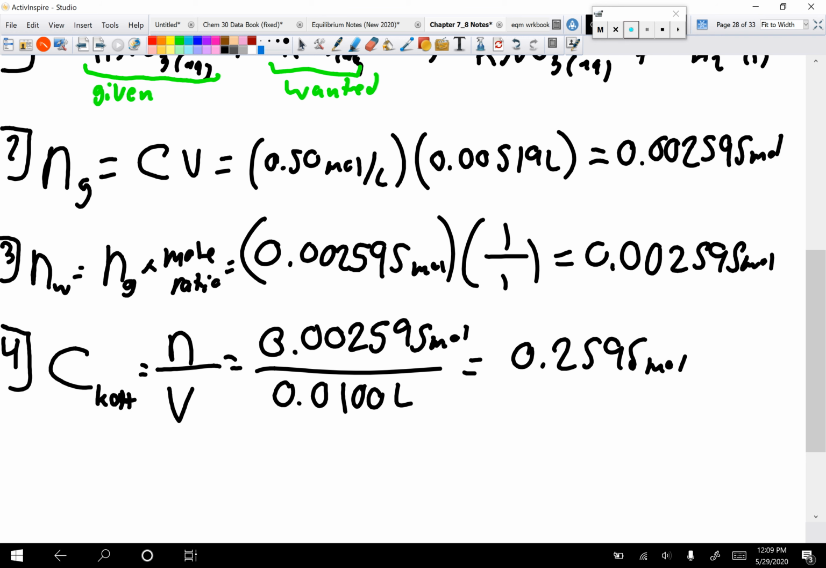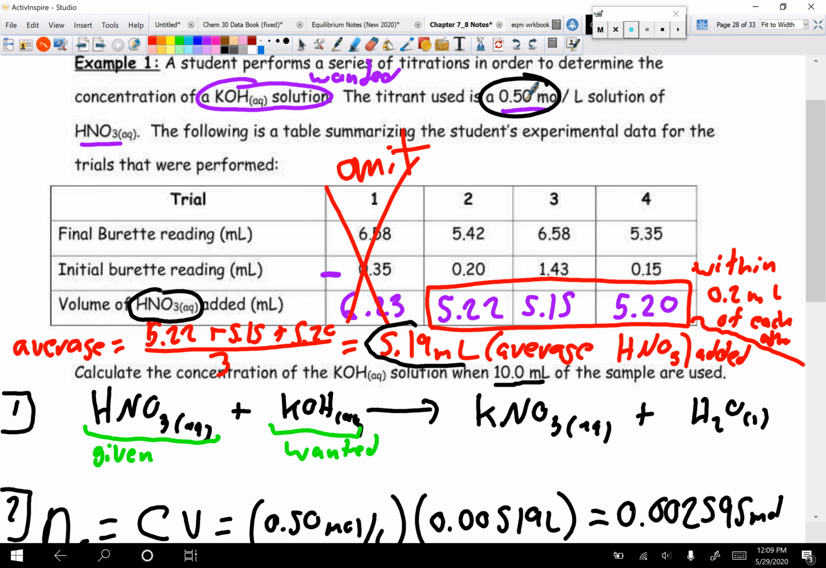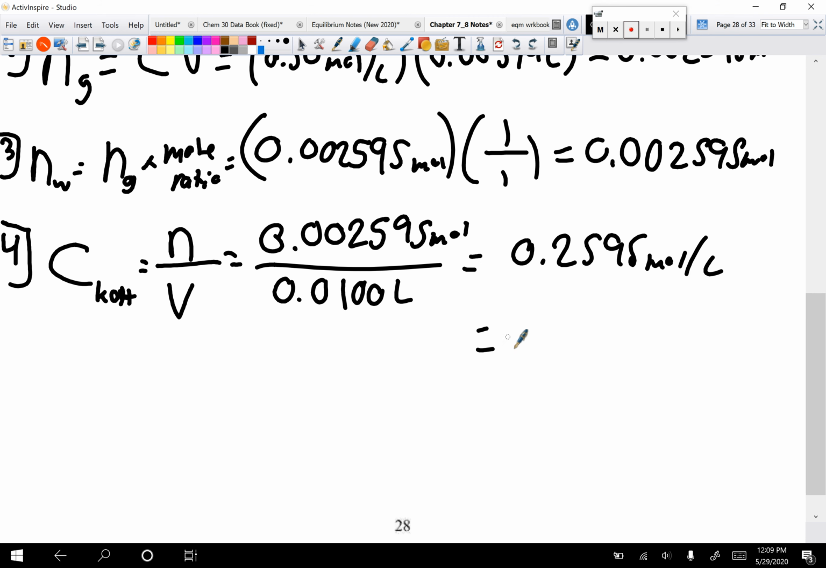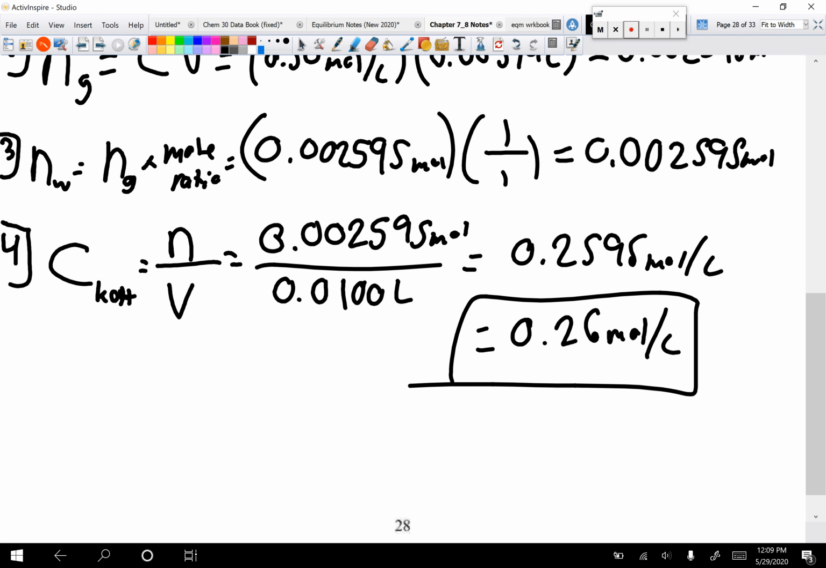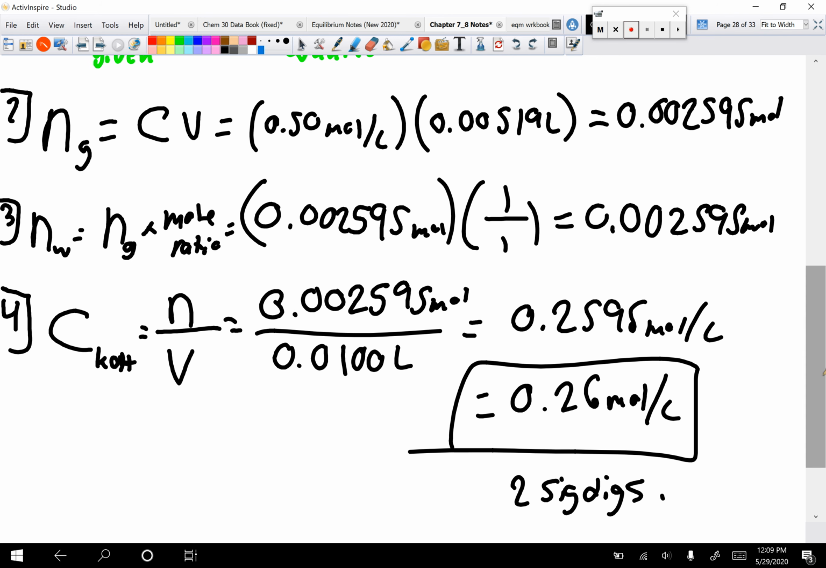and we get 0.2595 moles per liter, or significant digit wise, when we start looking through, we got 2 significant digits up here. These here, 3 significant digits, 3 significant digits. Obviously 2 is the lower one. So we answer our question with 0.26 moles per liter. And that is it for the calculations.